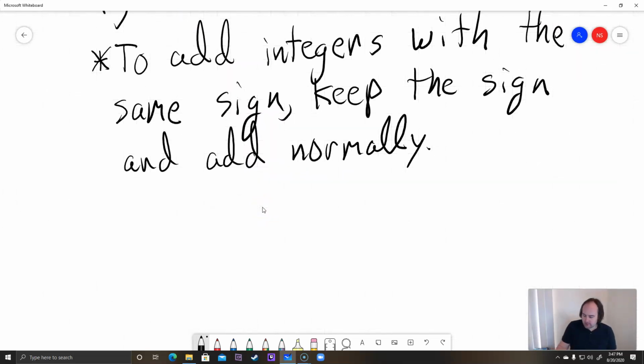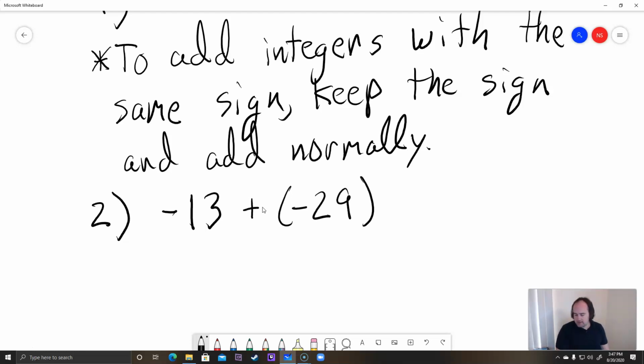Example number 2. Let's do negative 13 plus negative 29. Negative 13 plus negative 29. As you can see, both of these numbers have the same sign because they're both negative. So what did I just say to do? If they have the same sign, you keep the sign and add normally. Here the sign is negative, but we're actually going to be adding the numbers.